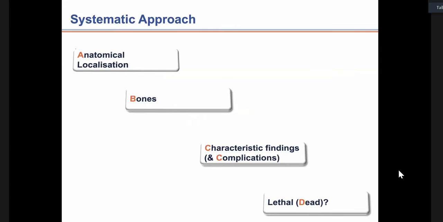So then you've got your imaging in front of you. You now want to look at it and try and reach a diagnosis. And this is where the ABC comes into it. Anatomical localization, bones, characteristic findings and complications, and is the child dead or alive? Are you dealing with a lethal or a non-lethal condition? The D is also for the dysplasia protocol, which we've just been talking through.